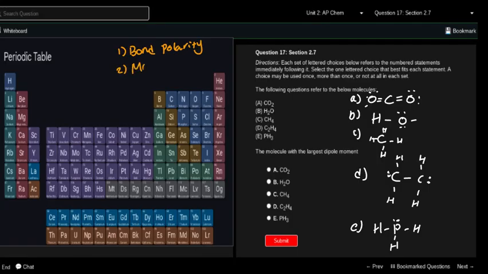And then we also need to look at the molecular geometry, because if it's symmetrical, the dipole moments will actually cancel out. So I already drew the Lewis structures just to save time. We forgot the H. So let's look at three of them.